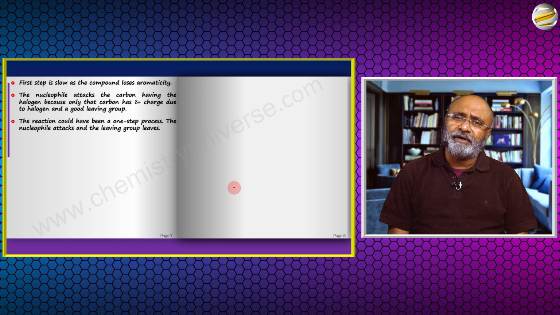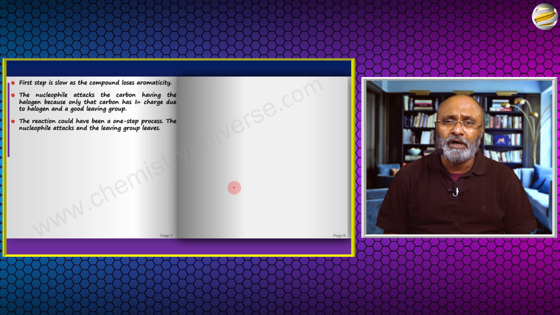Now you may wonder, after all, the leaving group is leaving in the second step. So what was the harm in leaving in the first step? In the first step, there was a partial double bond character. In the second step, it's not. And I'll just show you how.